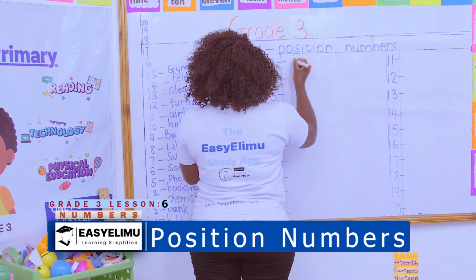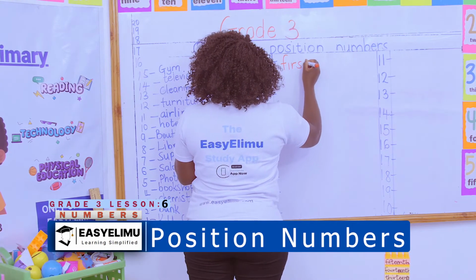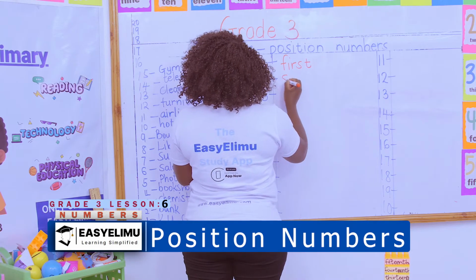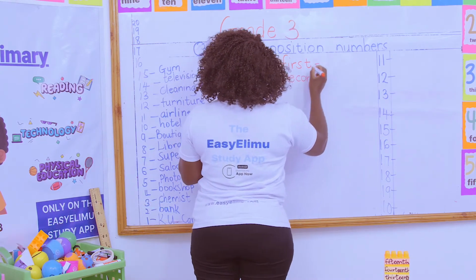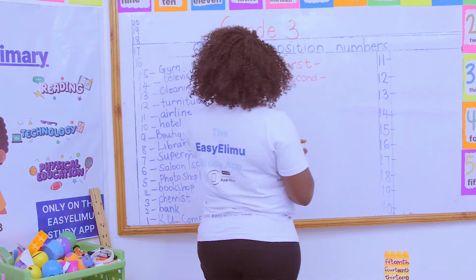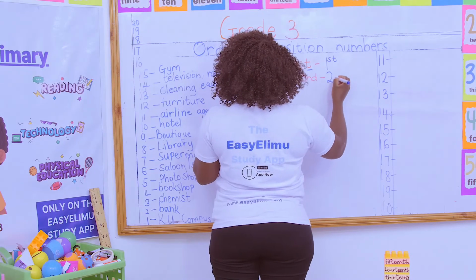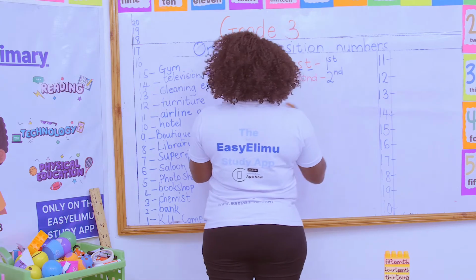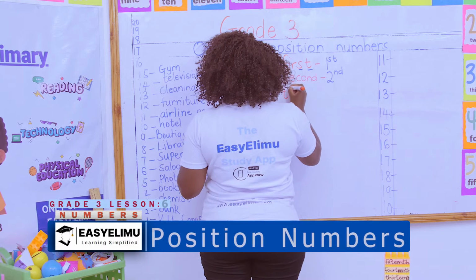when you write first, second, what happens? How do you get the symbol? You get it by taking the number and the last two letters. Second, the number and the last two letters. Then we have the third.